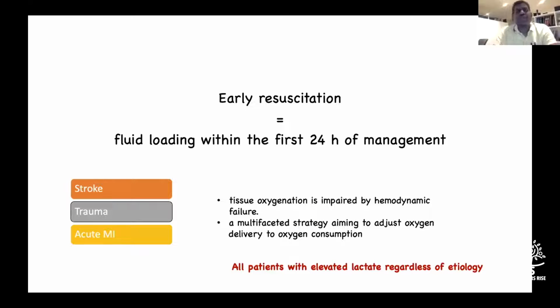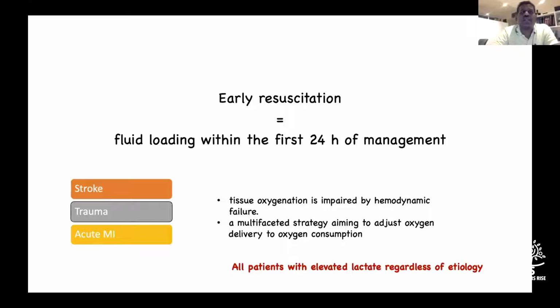Now, what we mean by early fluid resuscitation is the fluid loading within the first 24 hours of management of acute pancreatitis. Now, this early fluid resuscitation goal comes from early treatments in stroke, trauma, and acute MI. They all talk about the golden hour, where you have to treat MI, golden hour in trauma, and golden hour in stroke. So this pretty much mimics that.